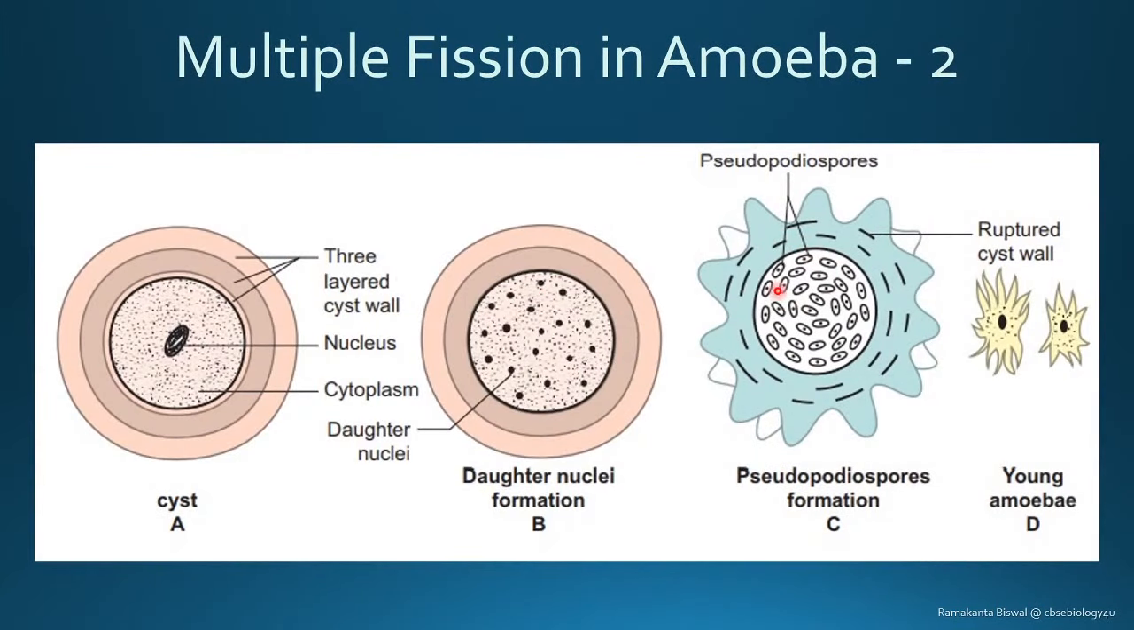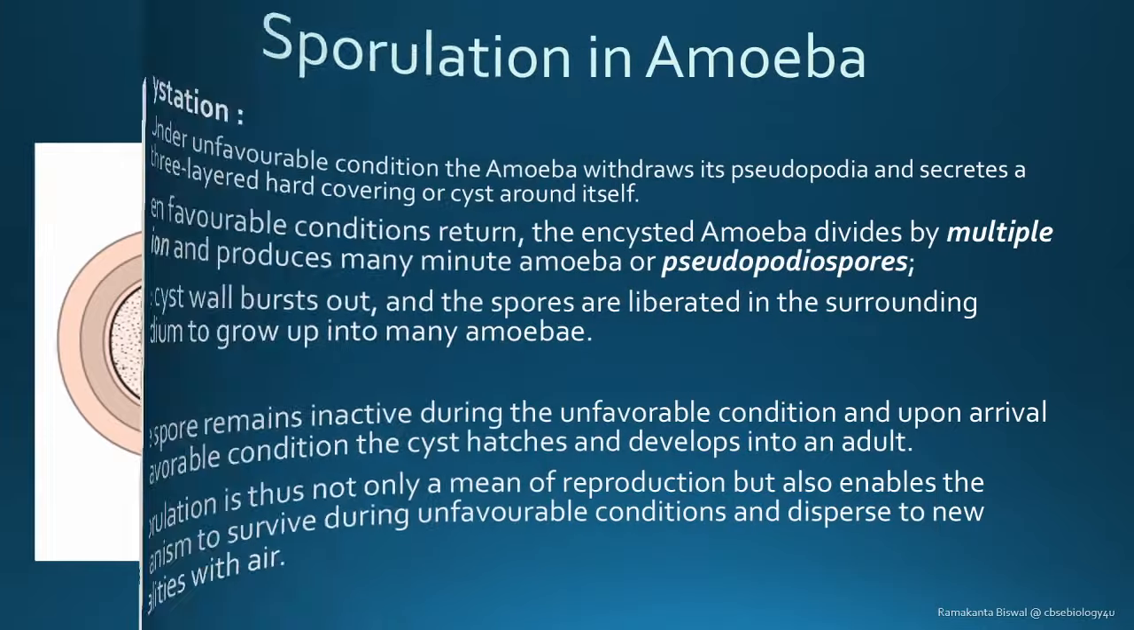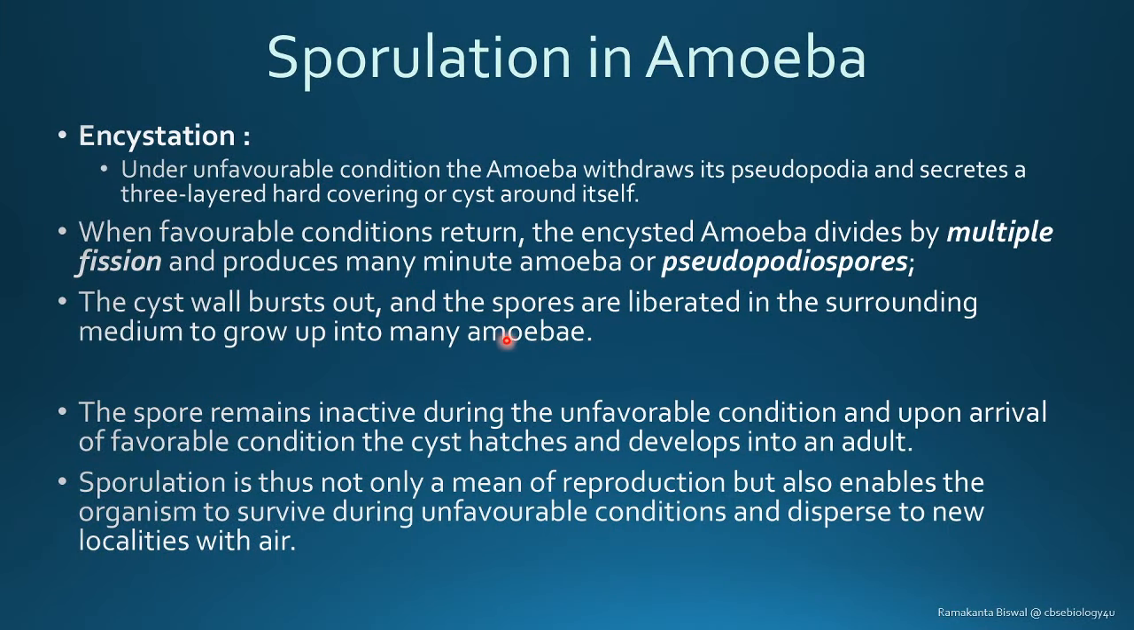Now the pseudopodiospores are formed by multiple fission, and finally the cyst wall bursts out and the spores are liberated in the surrounding medium to grow up into many amoebas. The spore remains inactive during the unfavorable condition, and upon arrival of favorable condition, the cyst hatches and develops into an adult. Sporulation is thus not only a means of reproduction but also enables amoeba-like organisms to survive during unfavorable conditions and disperse to new localities with air.